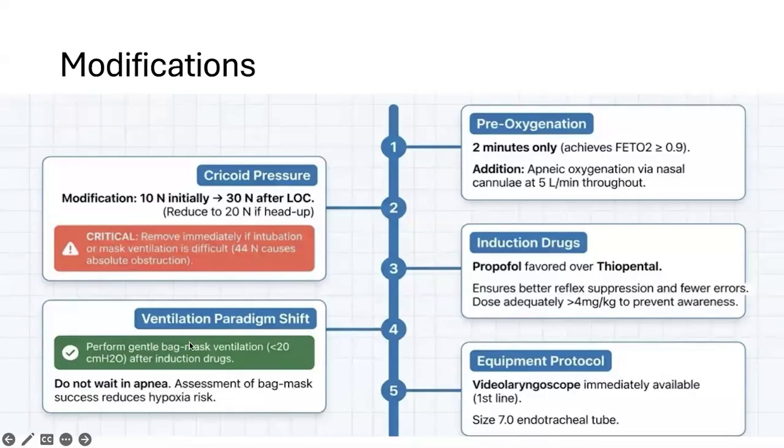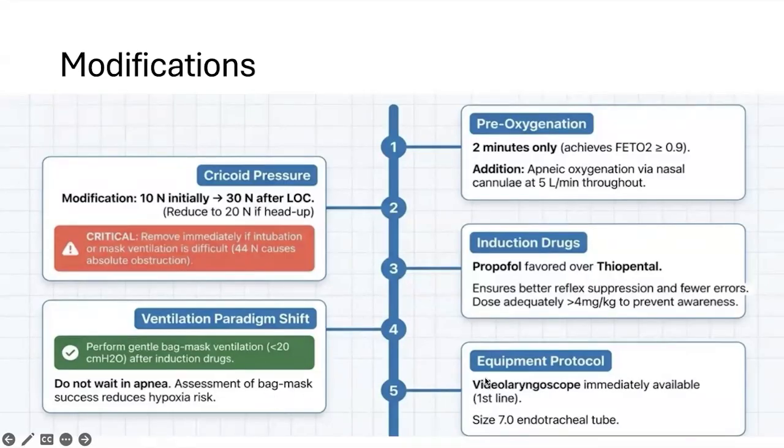They say that you can gently bag mask ventilate if the patient desaturates during the apneic period, but I don't know whether it is usually done in our setup. We always try to intubate before the patient desaturates, but there can be a situation where the patient cannot be intubated on the first attempt, and if the patient is becoming hypoxic, you can always think about gentle bag mask ventilation with cricoid pressure on.